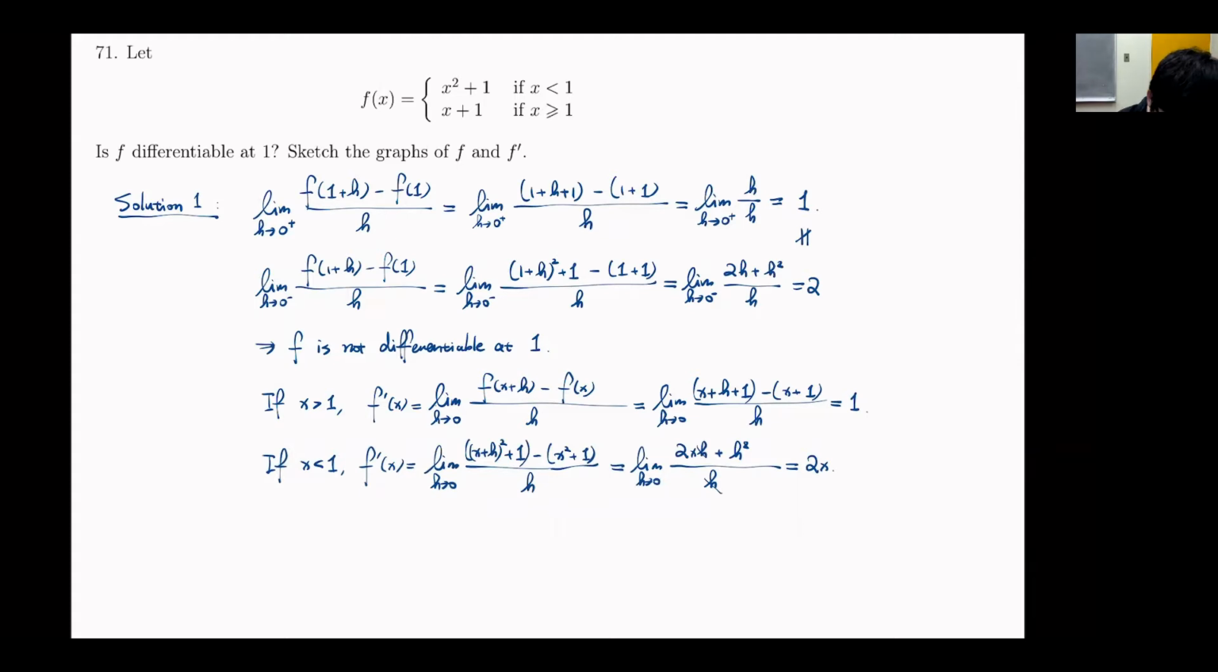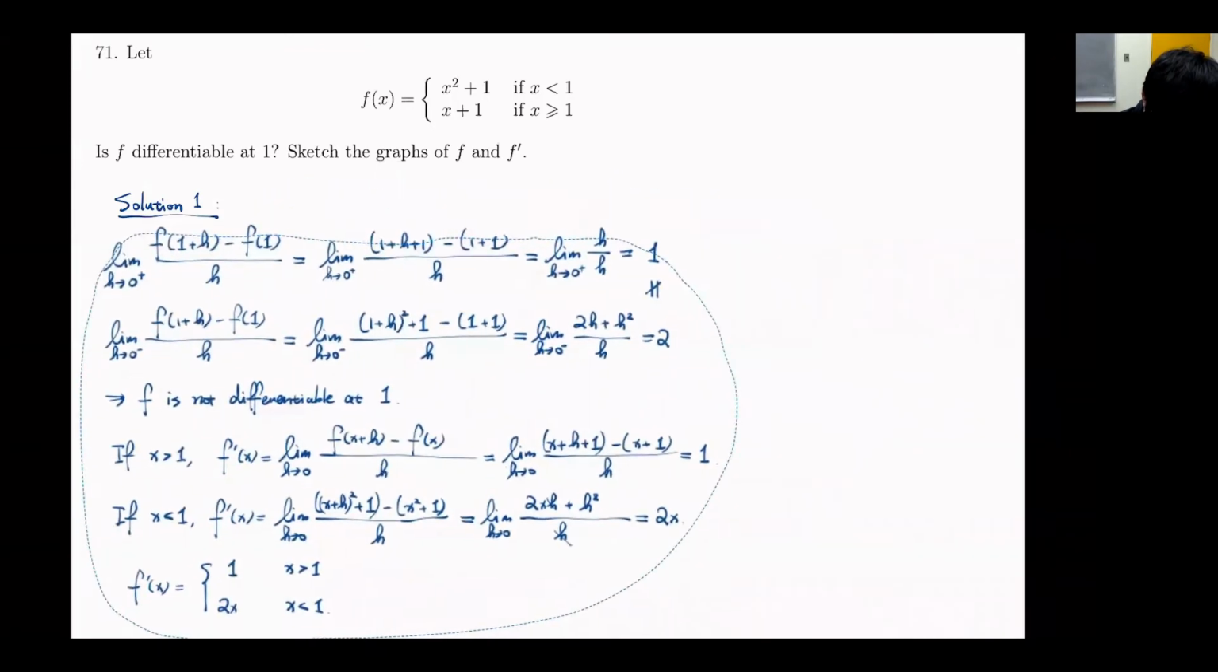So as a result, now we are getting a formula for f prime of x. Namely, f prime of x equals 1 if x is strictly greater than 1, and f prime of x equals 2x when x is strictly less than 1. Okay, so now we are ready to draw the graphs. To make some space, let me move these solutions downstairs over here.